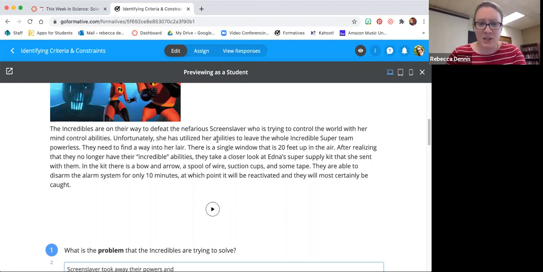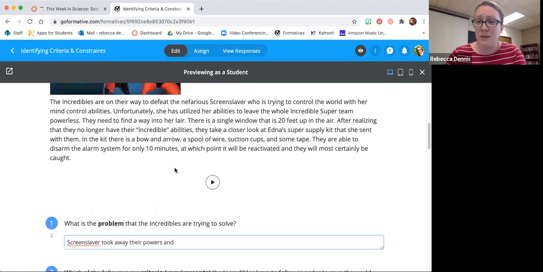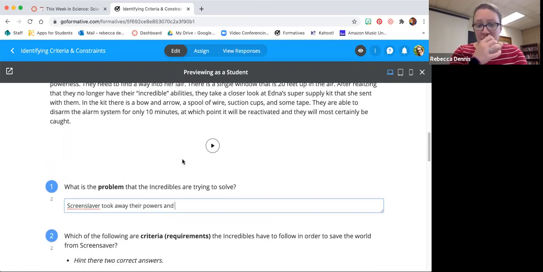So we're going to look back, and it looks like in order to do that, they need to be able to get into a window that's in her lair, right? Or into her building. So what I'm going to say is that Screenslaver took away their powers, and they need to get into her lair. Now, you could have also said into her window so that they could get to her, right? So both of those should work.